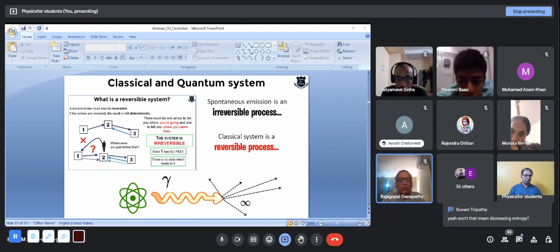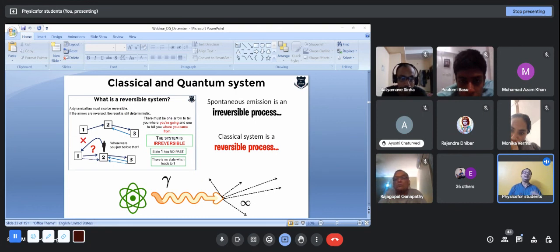Won't that mean decreasing entropy? No. Again, entropy is something, Shubham, which cannot be totally explained in classical physics. Entropy is something we need to define in terms of quantum physics. So a decrease in entropy won't happen. That is time reversibility. Entropy classically is difficult to define. We have to use quantum mechanics for that. So this is the difference between classical and quantum systems.